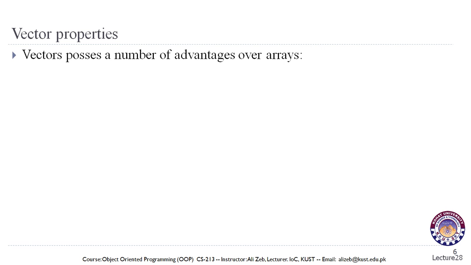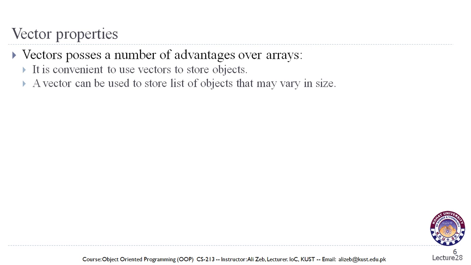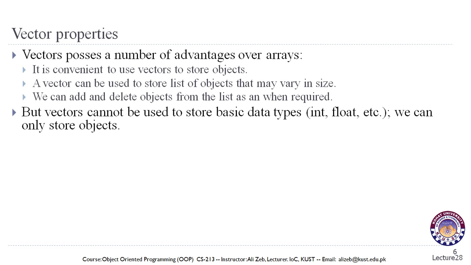The vector possesses a number of advantages over arrays. It is convenient to use vectors to store objects. A vector can be used to store a list of objects that may vary in size. We can add and delete objects from the list as and when required, but vectors cannot be used to store basic data types. For example, we cannot store basic data types like integers, floats, etc. We can only store objects in vectors.